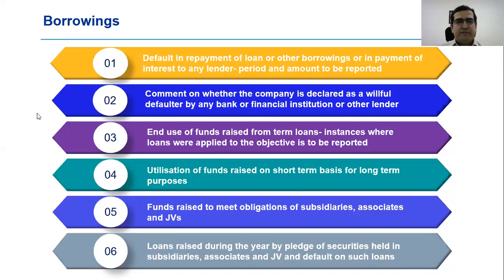The other item is around end use of funds raised from term loans. So here the key thing is, if the loans were deployed for the purposes for which they were not raised, then the amount so deployed and the nature needs to be reported. Once again, a very relevant clause from the standpoint of the lender, and those who are associated with a credit function in a bank, or those who have been borrowers, will know that where the funds are going to be deployed is extremely critical for a lender. That onus is now cast on the auditor.